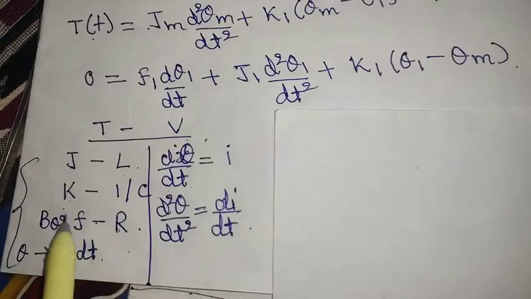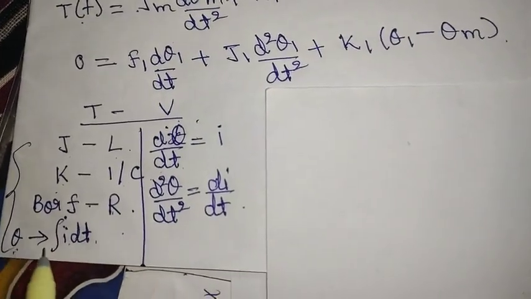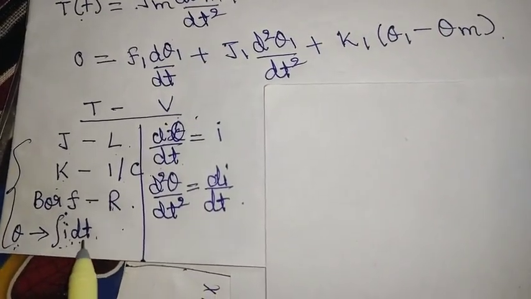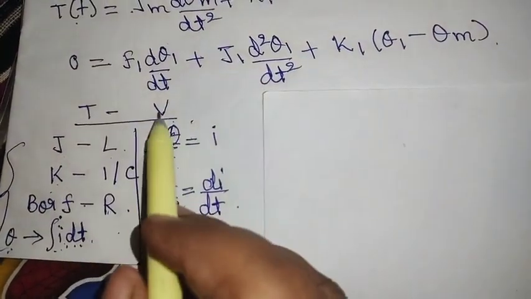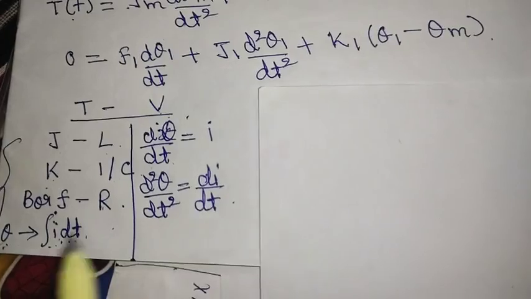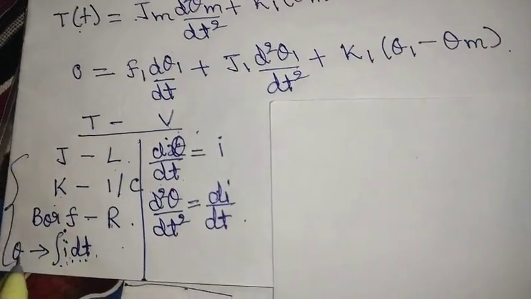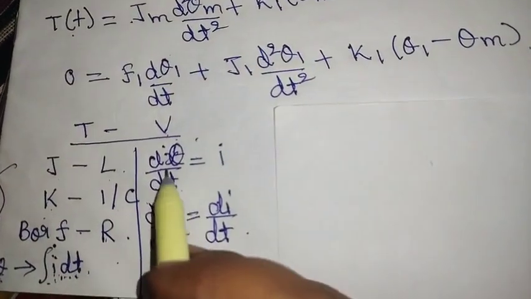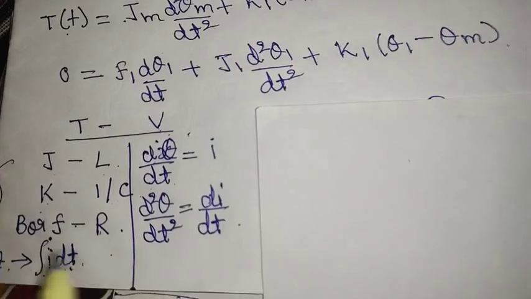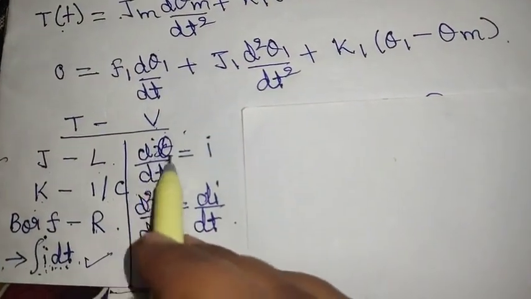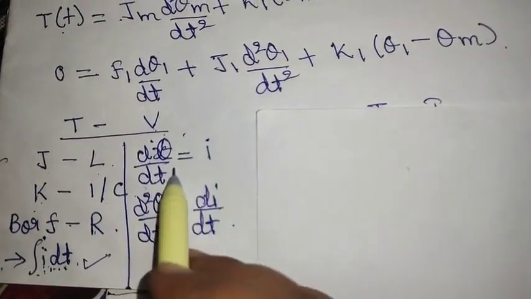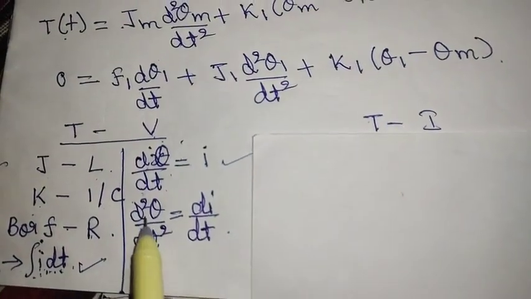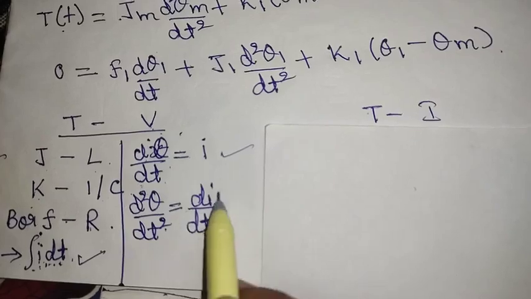And one more thing: if you remember this, it is also enough. Displacement is replaced by the integration of I into dt, because here we are already taking voltage, so what is left here? Current. So you can remember it like this: theta is replaced by current. If you differentiate this equation, you get d theta divided by dt equal to I. Differentiating again, you get d square theta divided by dt square equal to di by dt.